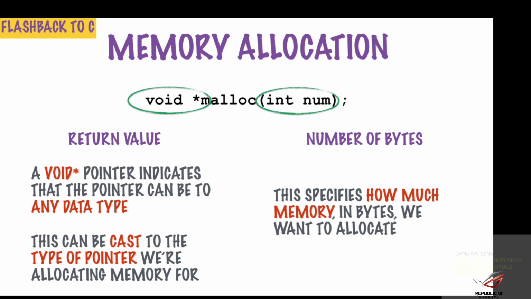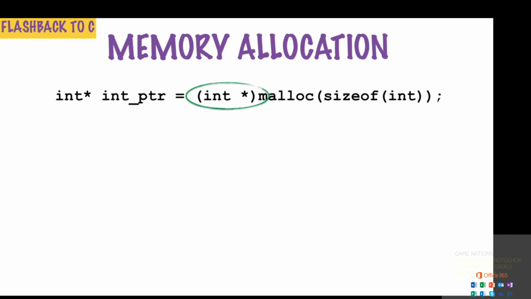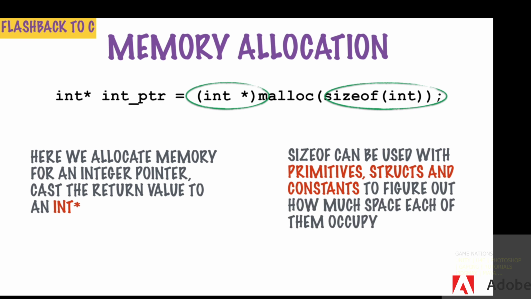Here is a quick example of how we used malloc to allocate memory for an integer. So int star pointer is a pointer to an integer. Note that we cast the return type to int star and we malloc the size of int. Sizeof was a helper primitive which allows us to figure out what the size of primitives, structs, and constants are so that we can allocate memory for them. Sizeof is typically used with malloc to figure out how much space we want to allocate.